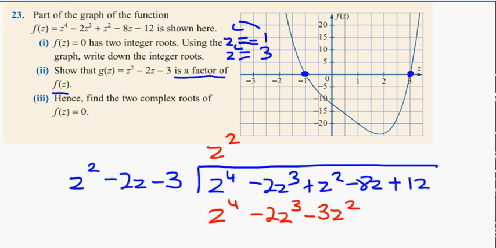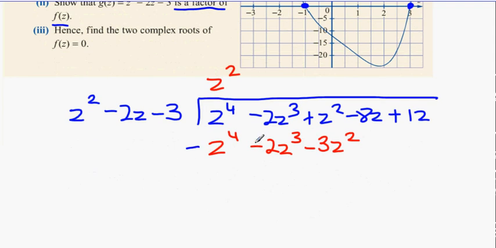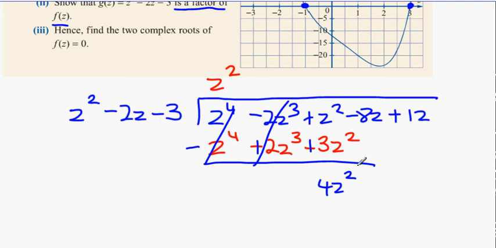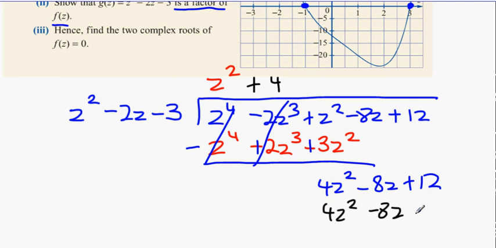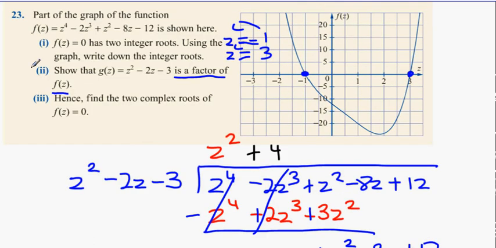So what we're going to have to do here now is change the signs. So we're going to have minus, plus, and that's going to be a plus. And what we're going to get here is they cancel. We're going to get 4z squared minus 8z plus 12, and that's going to go in 4 times. So we're going to get 4z squared minus 8z.